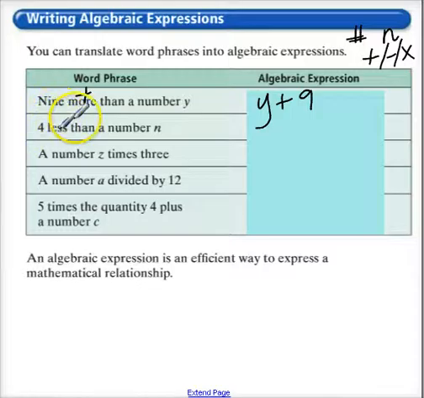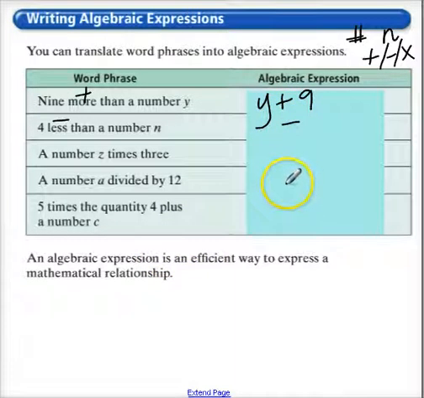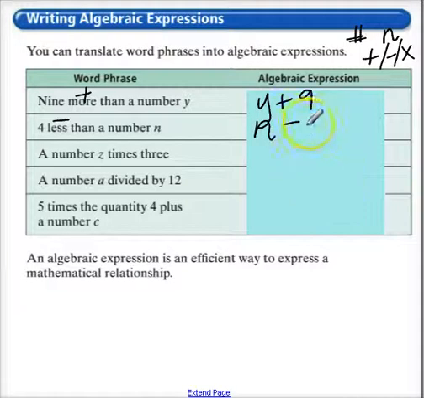4 less than a number n. I know the word less stands for subtraction. With subtraction, you have to be very careful about which order they want you to write. 4 less than a number n. This one means you already have the value of n and you're taking 4 away. It is n minus 4. So I switched the order that they gave me the information for this written algebraic expression.